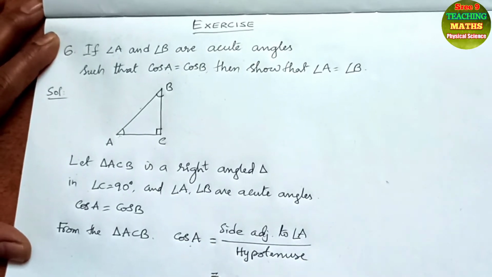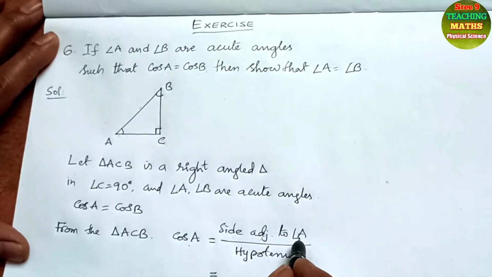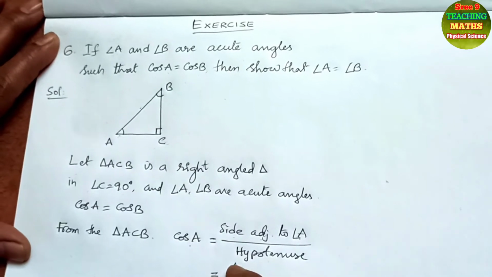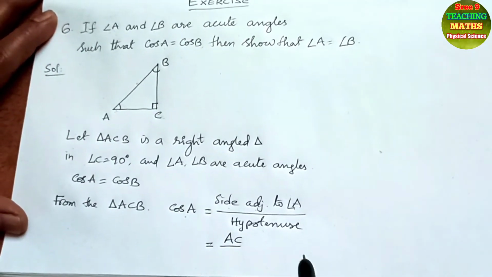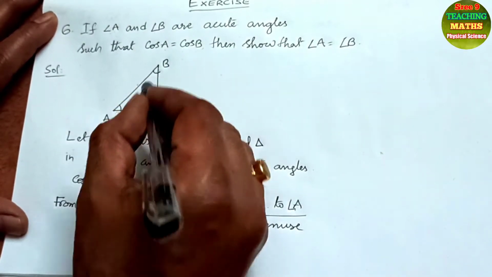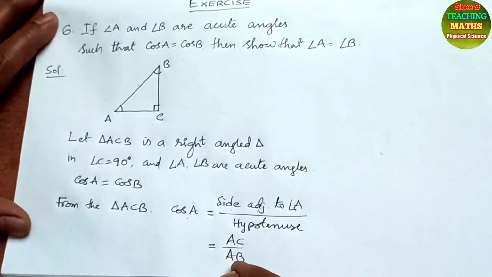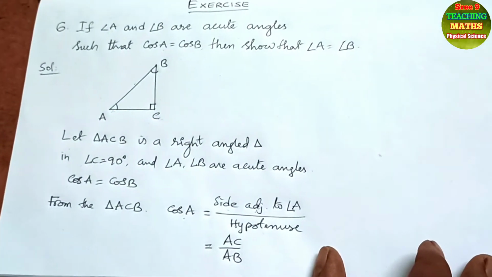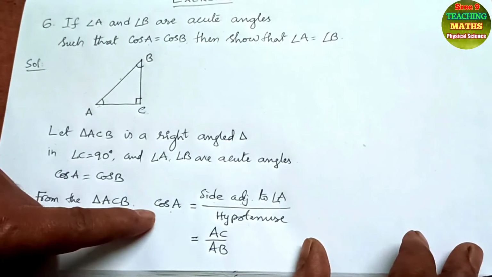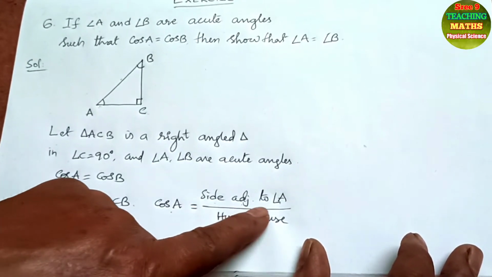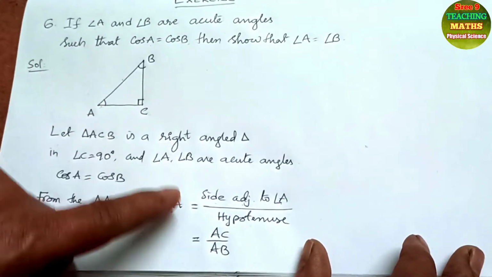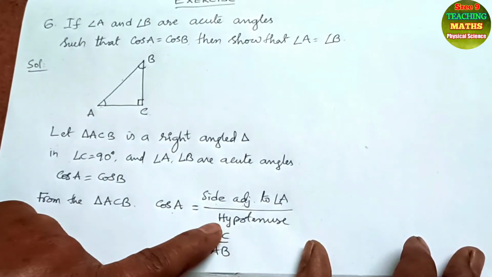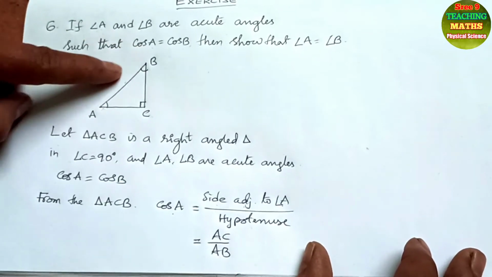Let us write what the side adjacent to angle A is: AC. By the hypotenuse, AB is the hypotenuse. So cos A is equal to the side adjacent to angle A, which is AC, over the hypotenuse, which is AB.